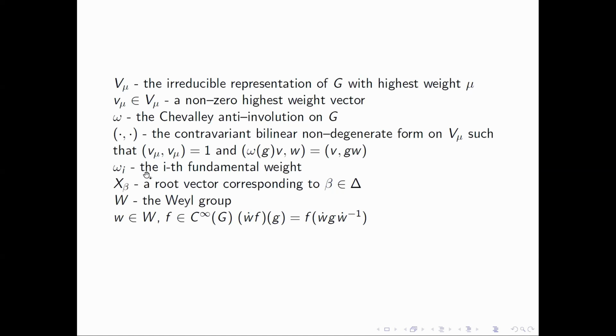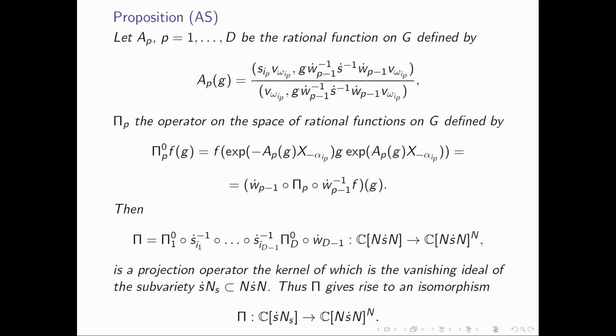So then omega i denotes the fundamental weight, x beta is the root vector corresponding to beta, W is the Weyl group, and then Weyl group representatives act on the functions on G this way. So the action is induced by conjugation. So here is the explicit description of the projection operator phi in terms of some matrix elements of finite dimensional representations.